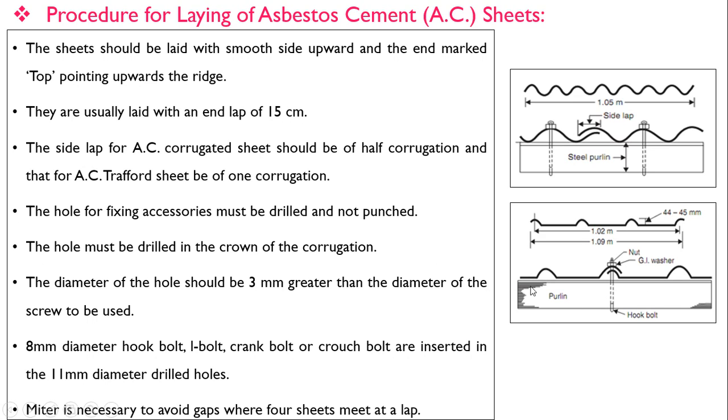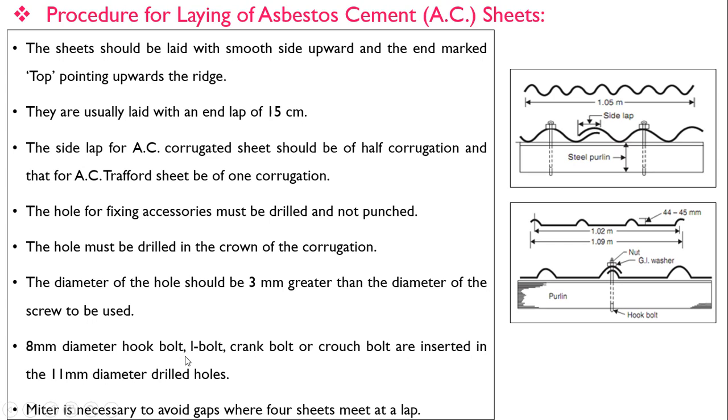Here a GI washer is shown. GI washers are also used, but normally GI washers are used in the case of GI sheets. So GI washers or asbestos washers are used so that they will avoid the leakage from the holes or from the screws.